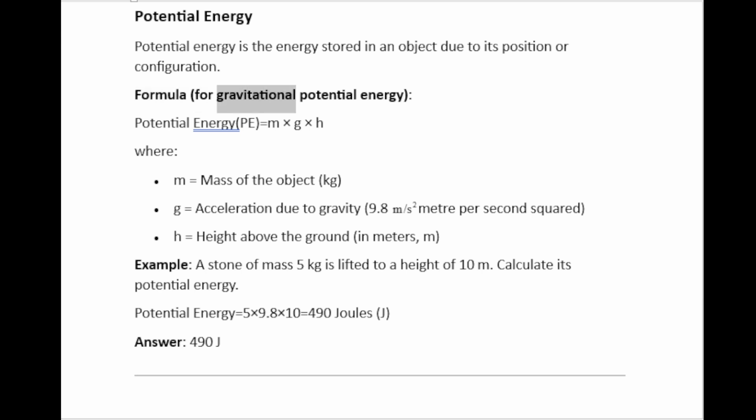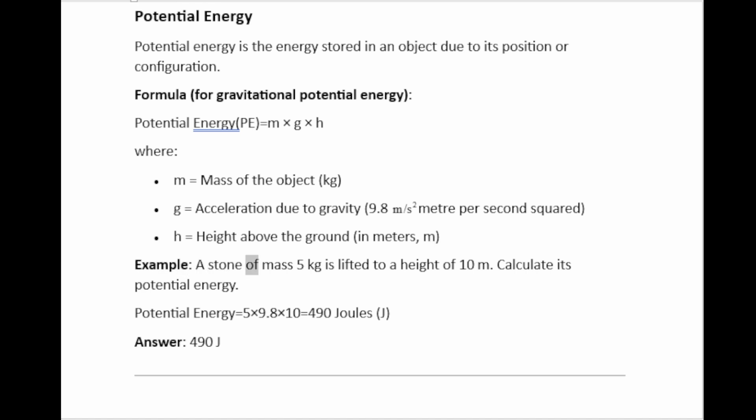Formula for gravitational potential energy. Potential energy, P, is equal to m times g times h, where m is equal to mass of the object, kg. g is equal to acceleration due to gravity, 9.8 meters per second squared. h is equal to height above the ground, in meters, m.